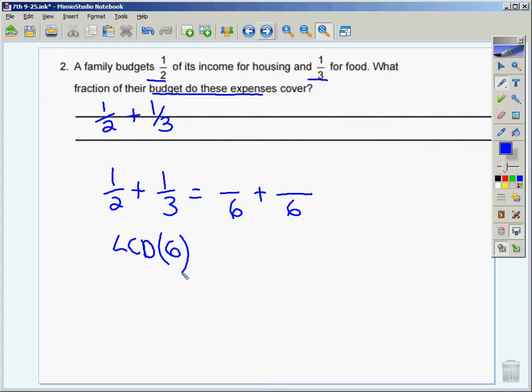Which means that I'm taking the 2 and I'm multiplying it by 3, which is going to make 3/6, the same as the 1/2. I'm taking 3, I'm multiplying it by 2, and it means the 1/3 is going to be the same as 2/6. I can keep my denominator and add my numerators together. So 5/6 of their total household budget is used up just for housing and for food.